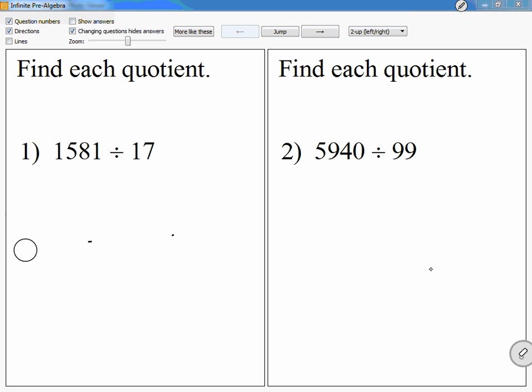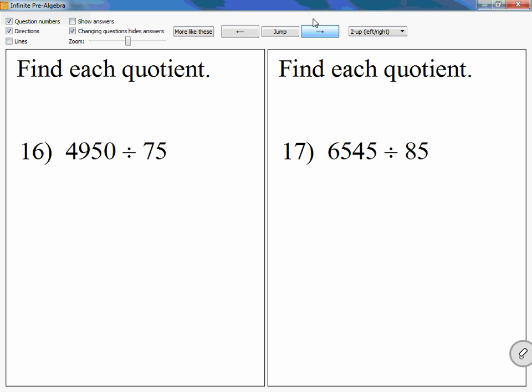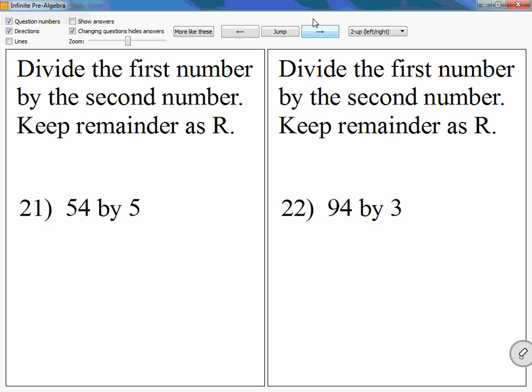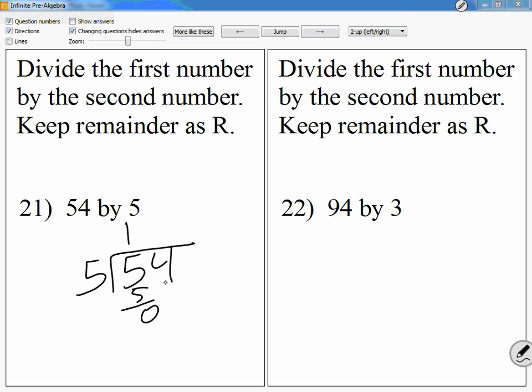Let me skip to the back side. Let me skip to number 21. And again, the first 20, you guys have no remainder. It's perfectly divided. But let's take a look at 21. Let me go 54 divided by 5. How many times does 5 go into 5? 1 time. 1 times 5 is 5, 0. I'm dropping a number. So I'm going to drop the 4.